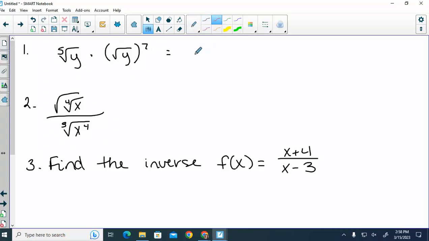The 5th root of y, so that's y to the 1/5. The square root of y to the 7th, so the square root of y, that's y to the 1/2 to the 7th. What do you do with that power to a power?